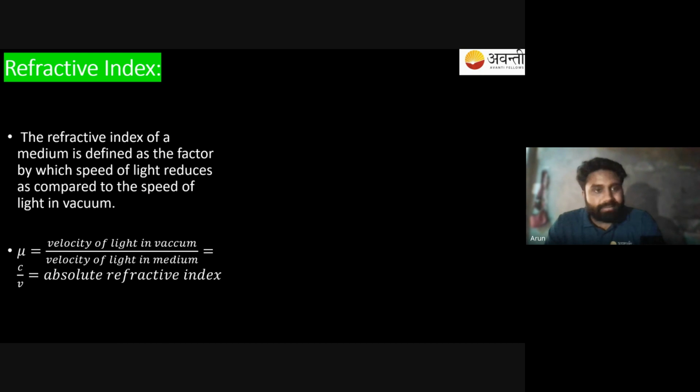So you can learn this as: refractive index of a medium is defined as the factor by which the speed of light decreases. It is mu equals velocity of light in vacuum, because light has the highest speed in vacuum, divided by velocity of light in the medium. This mu, the ratio of speed of light in vacuum to the speed of light in the medium, is termed the absolute refractive index. It is not measured with respect to any other medium.